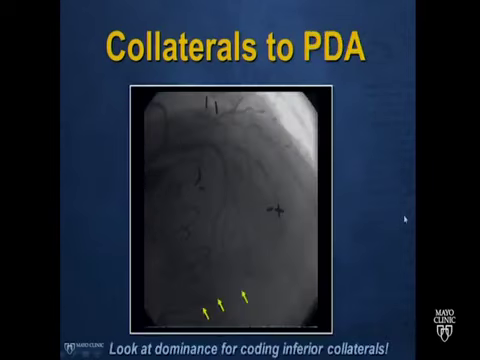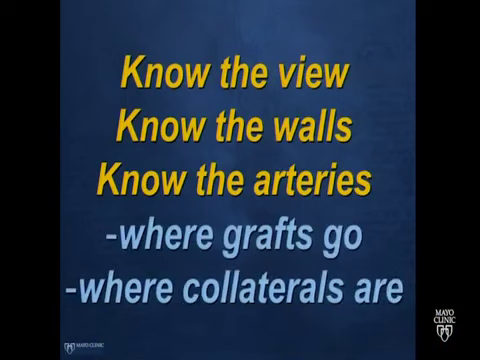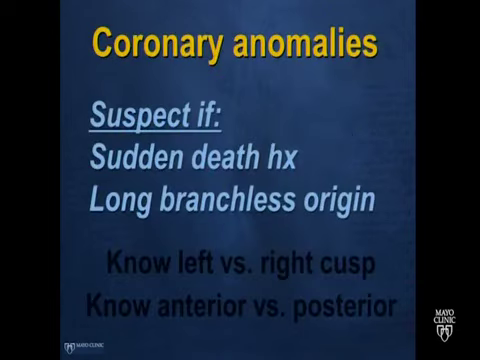So again, remember when you see collaterals in the inferior wall, don't automatically assume that it's a right coronary artery in terms of the collaterals. Whenever you're coding the inferior wall on the boards, the next question you should always ask is, what is the dominance? Because that's one area that they can trip you up in terms of what to code in the inferior territory. So look at dominance when coding anything in the inferior wall. So know the view, know the walls, know what your arteries are. That will tell you where the bypass grafts are going, and that will also tell you what the collaterals are doing as well. So let's move on now to coronary anomalies.